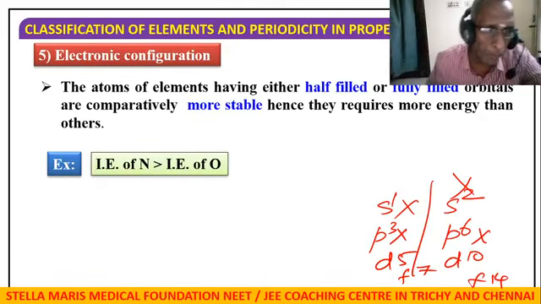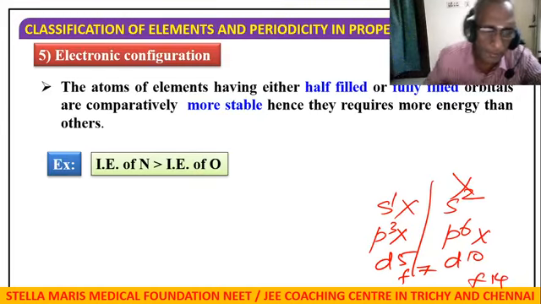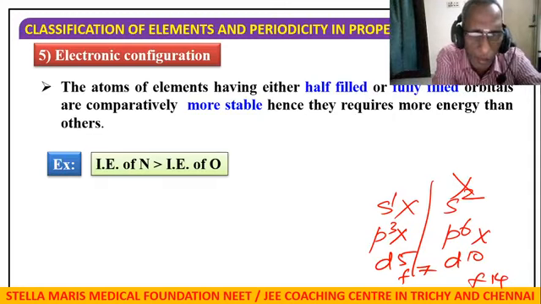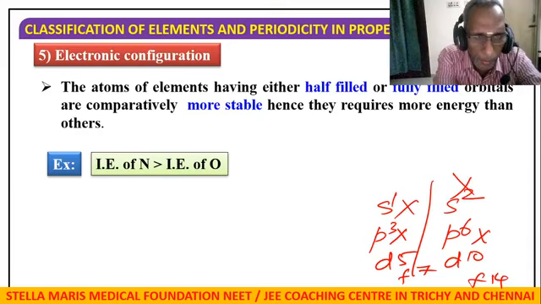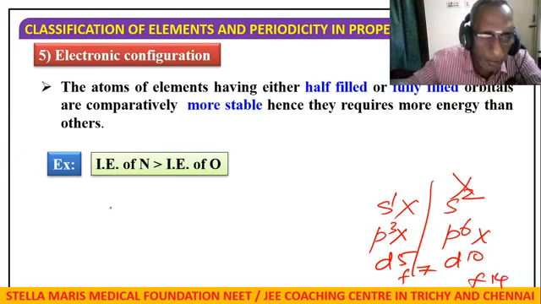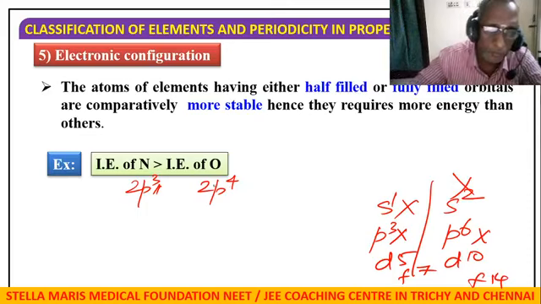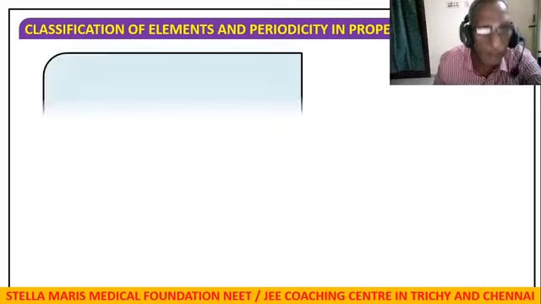Standard question: why is the ionization energy of nitrogen greater than that of oxygen? Generally, ionization energy increases along the period, but for nitrogen, why is it high? Because of the half filled configuration. Nitrogen's configuration is 2p3. p3 is half filled, whereas oxygen is 2p4. Half filled is more stable than any other.